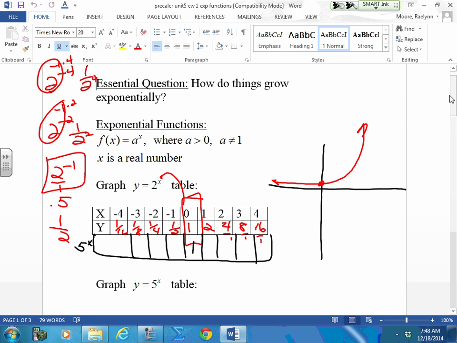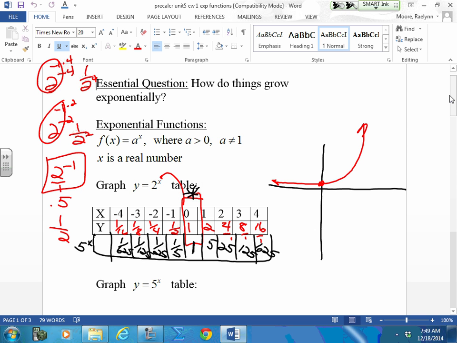5 to the 0 is 1. See this guy right here? Same exact answer. 5 to the 1st power, 5. 5 to the 2nd power, 25. 5 to the 3rd power, 125. And 5 to the 4th power, 625. The negatives work the same way. It's just taking the reciprocal. So, no negatives: 1/5, 1/25, 1/125, and 1/625.